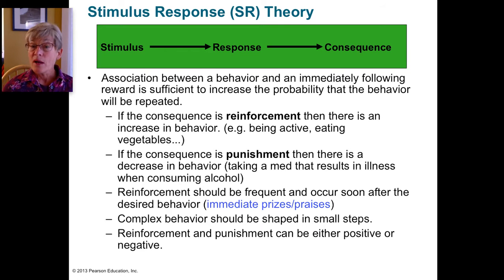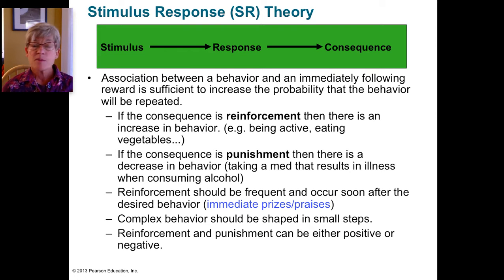If the consequence is punishment, then there is a decrease in behavior. For example, taking a medication that results in an illness when consuming alcohol. If the reinforcement is frequent, it should occur after the desired behavior, so there's an immediate prize. And this is where using incentives in various kinds of group programs, the reinforcement does have to be immediate. So someone attends a meeting, they get a door prize. Someone collects enough steps over the week, they get a prize right at the end of the week. So for stimulus response theory to really work, the reinforcement has to be close in time to the desired behavior.